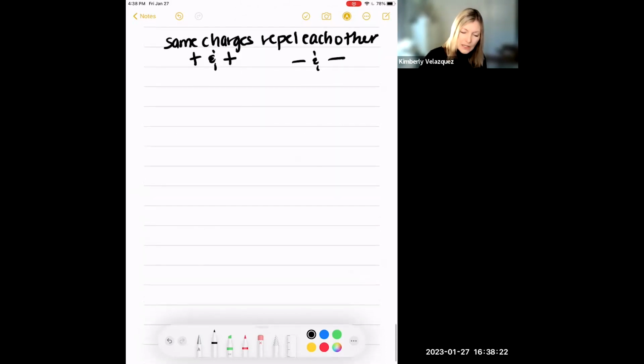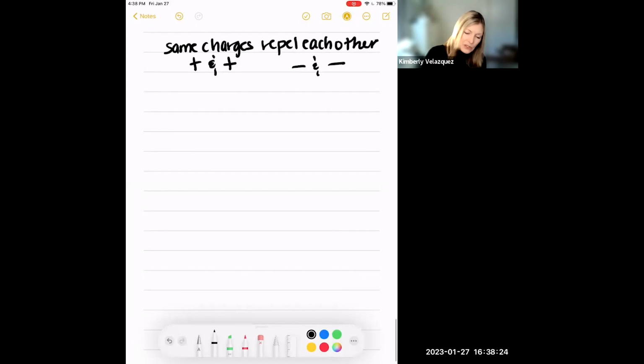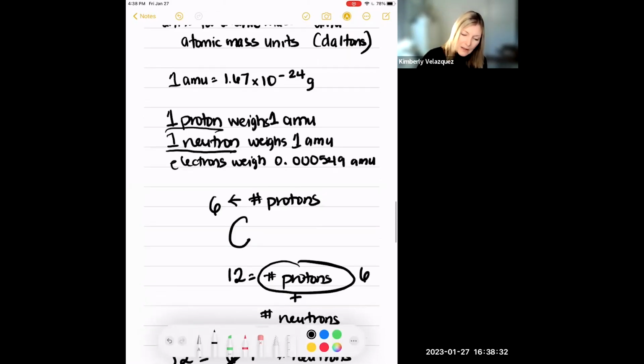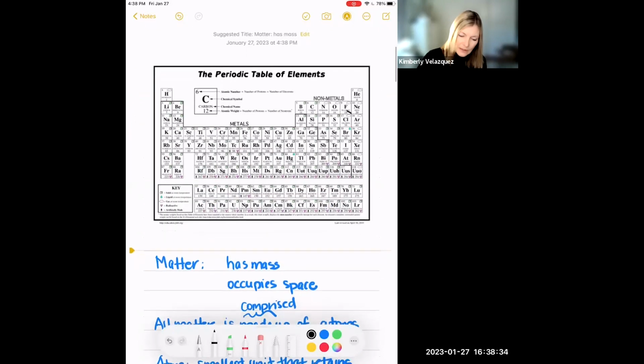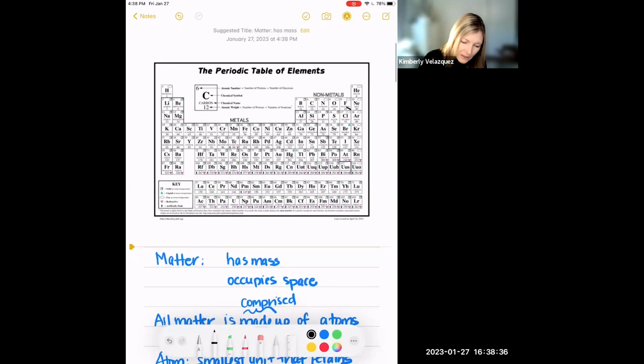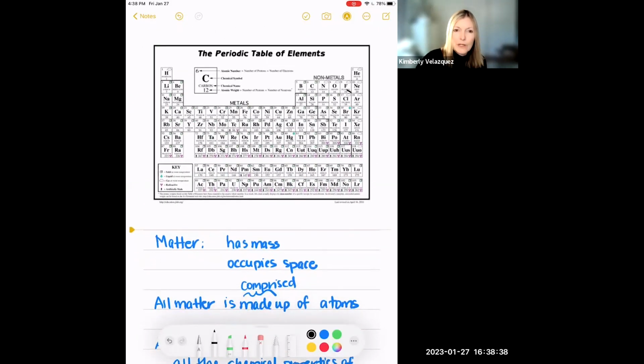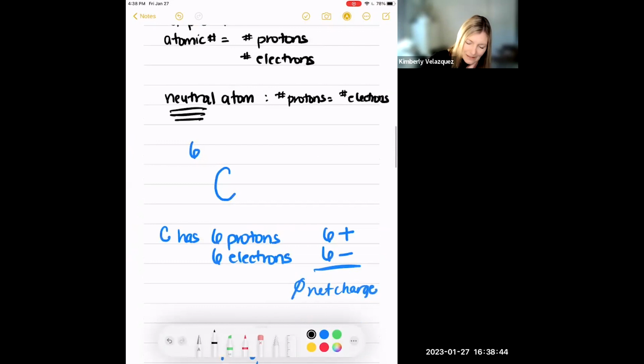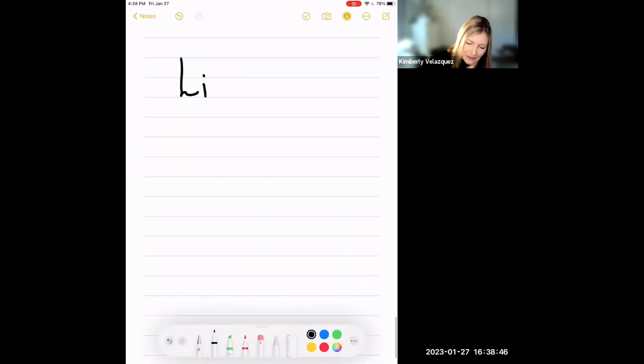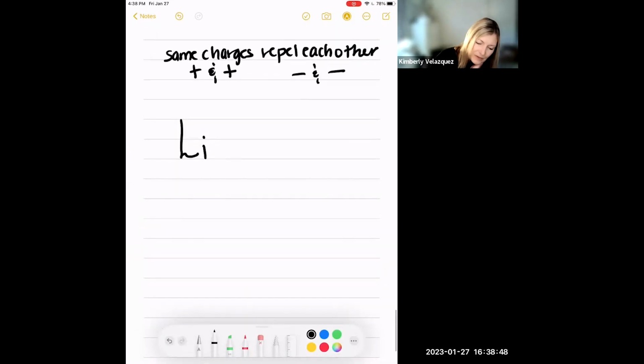Okay, let's look at a couple of other elements on the periodic table just for practice. So let's look at lithium. If we scroll up, you see Li is the abbreviation for lithium, and it's right here. It's atomic number 3, and it has an atomic mass of 7. Okay, so let's go back down. Sorry about this. Okay, 3 and 7.